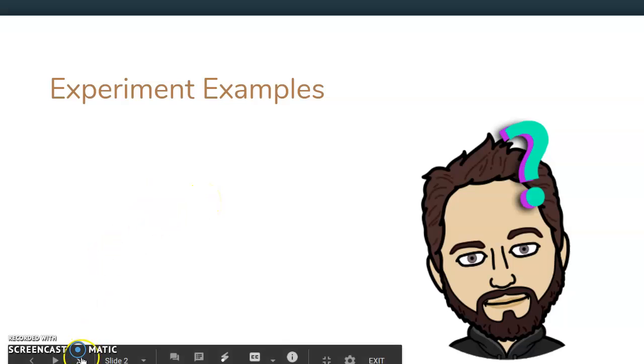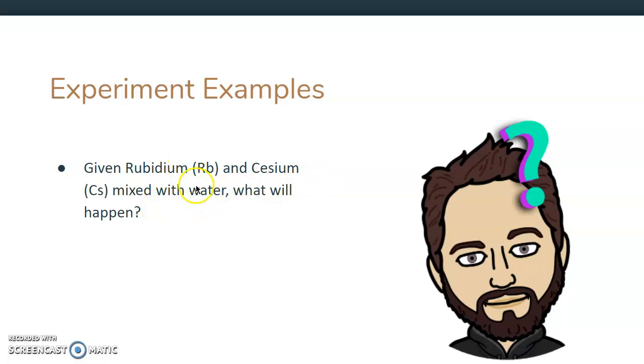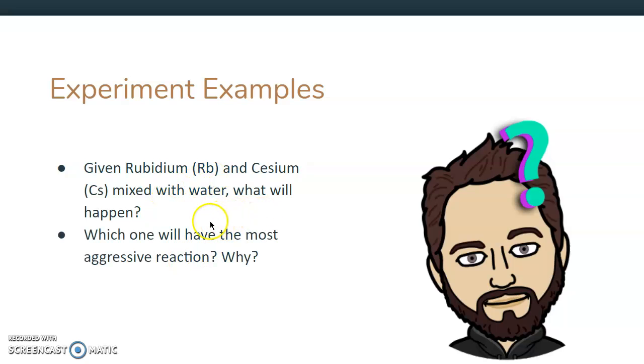but our experiment is given rubidium and cesium mixed with water, what will happen? Do you guys think it would react? Water is what we drink every day. It's a really seemingly unreactive molecule, but if we put an alkali metal in there from our first group on the periodic table, how would it react? If you think it will react, which one will be the most aggressive reaction and why?